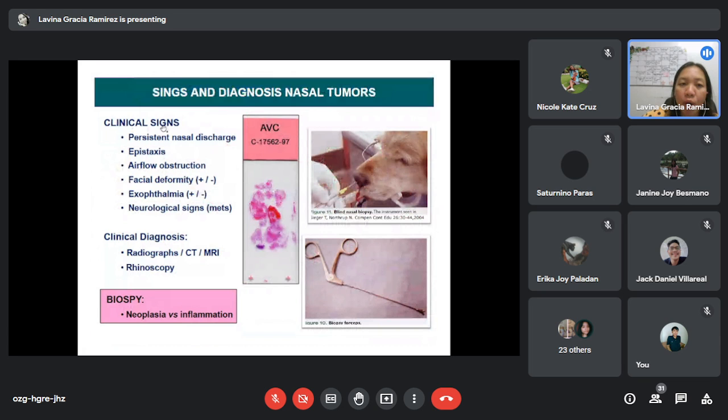So the most common clinical signs that you can suspect if the animal is suffering from tumorous growth, okay, dito sa may nasal cavity: persistent nasal discharge, epistaxis, airflow obstruction, facial deformity, and exophthalmia are two of the important characteristics that could differentiate it from the other differential diagnoses. And if there is metastasis, okay, neurological signs can also be seen. So clinical diagnosis, biopsy, and CT or MRI, pinakita natin kanina, and rhinoscopy for the nasal cavity assessment. Okay, so the biopsy will clear between the conditions, non-inflammatory and inflammatory. So that non-inflammatory is more of the neoplastic condition.